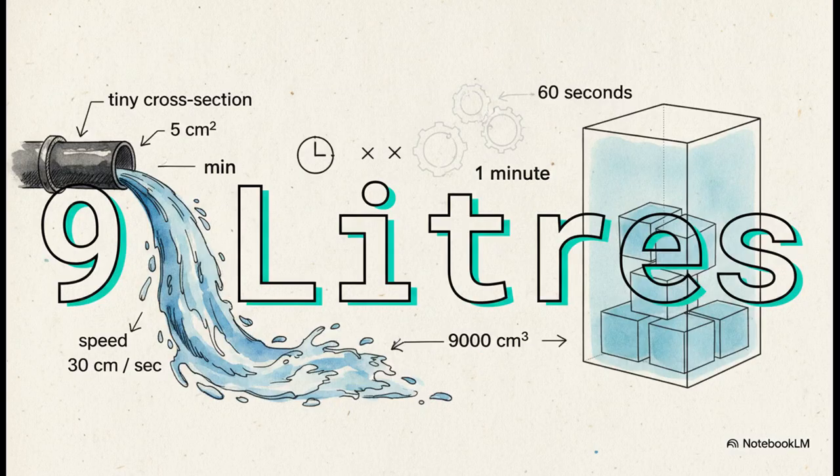To put into perspective just how powerful this is, the text walks us through a crazy calculation. Imagine a pipe with a tiny cross-section of just 5 square centimeters, but the water is rushing out at a speed of 30 centimeters every single second. By multiplying those together and scaling it up to just 1 minute, we find out this tiny pipe pumps out a massive 9,000 cubic centimeters of water. That is exactly 9 liters every 60 seconds. Pretty mind-blowing for such a small pipe, right?